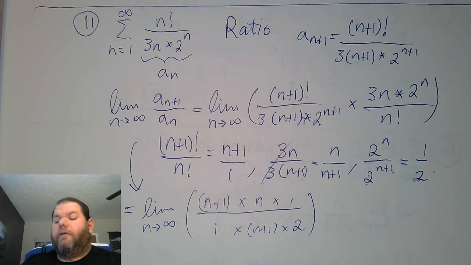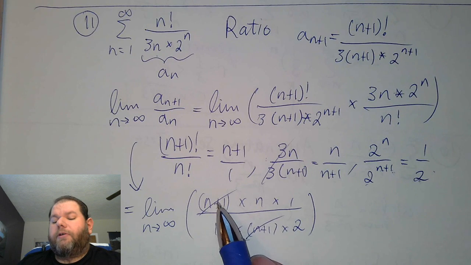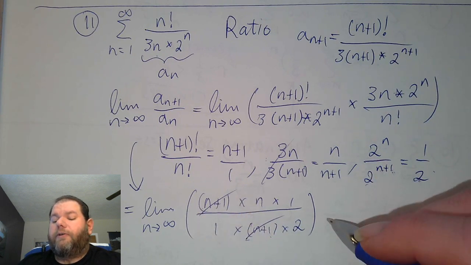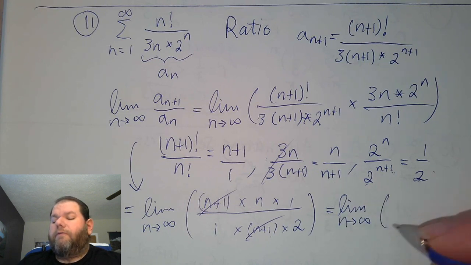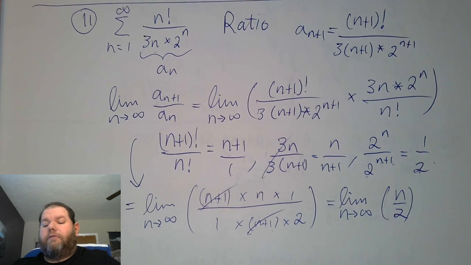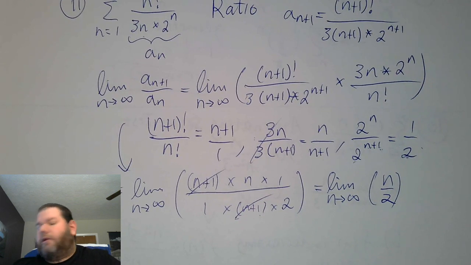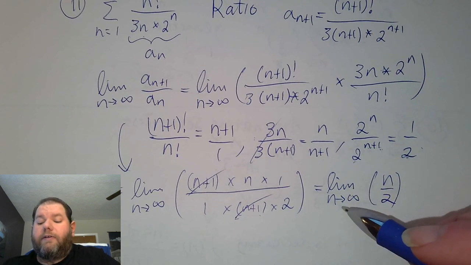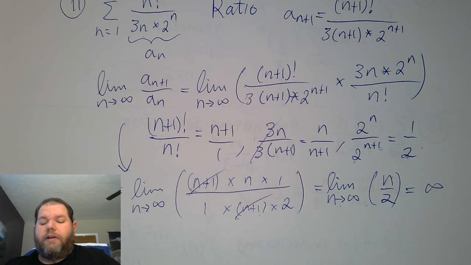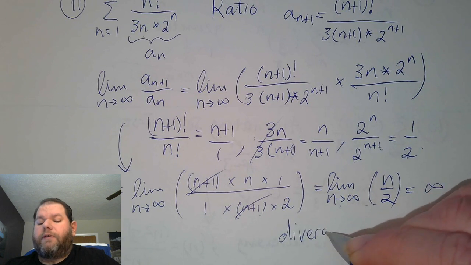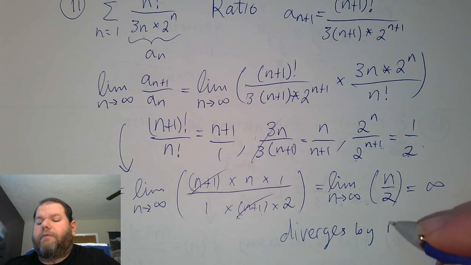Okay. Now, here we can actually reduce these n plus 1's that we now have. Because we have an n plus 1 on top and bottom, we just cancel those out. So we look at what's left, putting those together. We have n over 2. And so now we go ahead and take that limit as n goes to infinity. So we have infinity over 2, which is still infinity. So this one actually diverges by the ratio test.